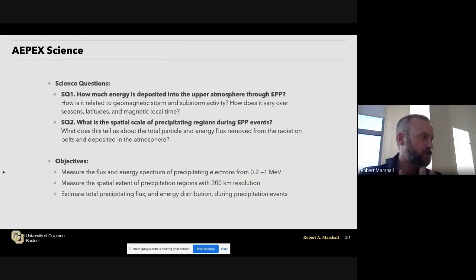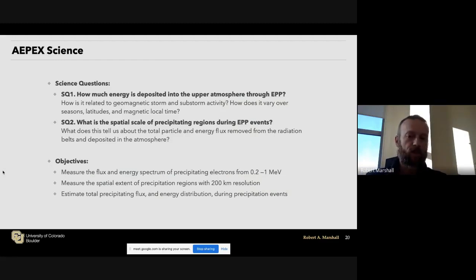So this jumps us now into APEX, this mission. I list here, as a summary of everything I've said so far, the science questions associated with APEX. We want to understand how much energy is deposited into the upper atmosphere through energetic particle precipitation, EPP, and look at its variation with time and geography. The other question is, what is the spatial scale of these precipitation regions?